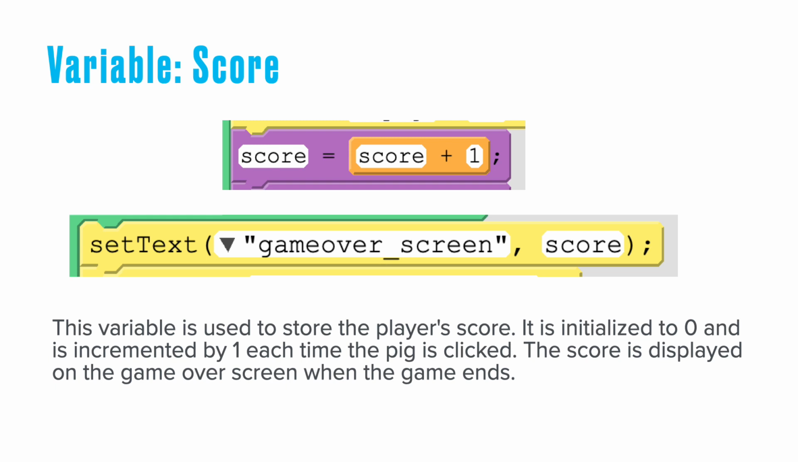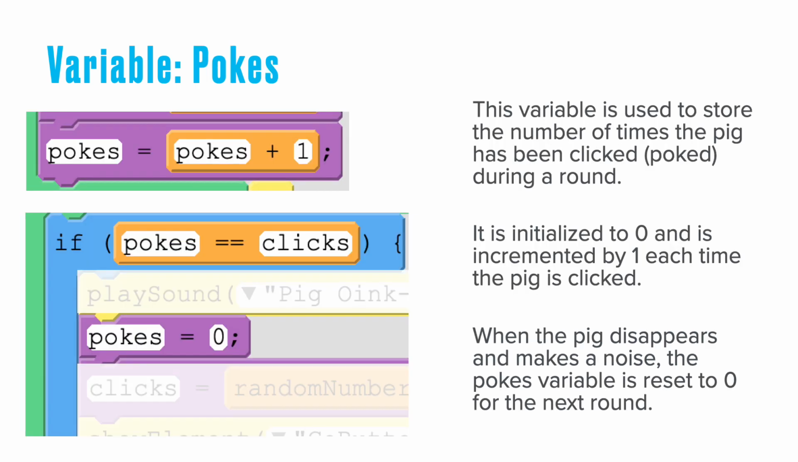The score variable is essential in our pig game. It starts at 0 and increases every time the player clicks the pig. When the game ends, the score is displayed on the game over screen so players can see how well they did in the 10 seconds they had. The pokes variable helps keep track of how many times the pig has been clicked during a single round. It starts at 0 and increases by 1 each time the pig is clicked, but when the pig disappears and makes a noise, the pokes variable is reset to 0, ready for the next round.